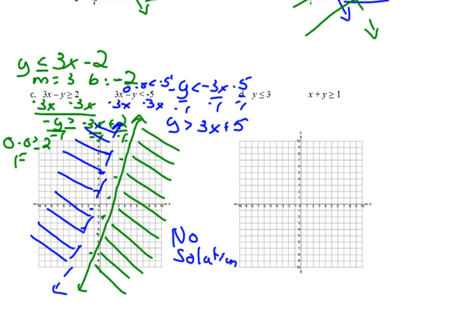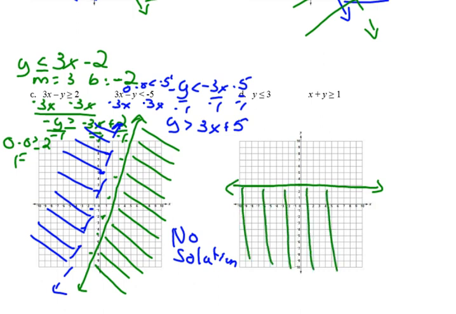All right, for letter D, when I have y is less than or equal to 3, that's going to be a horizontal line at 3, and it's solid because it says or equal to. Less than, so I'm going to shade all down here. So those are pretty easy.